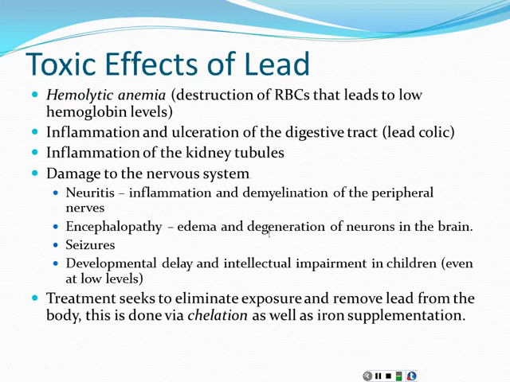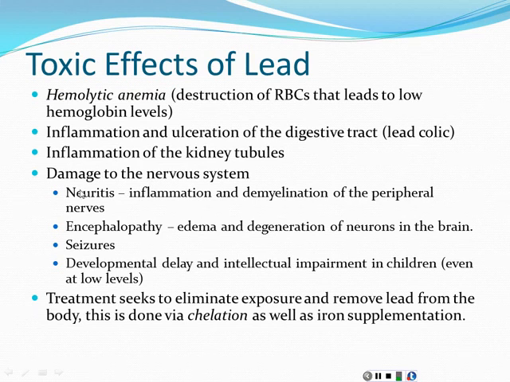What does lead do? It destroys red blood cells. It creates a hemolytic anemia where the red blood cells pop. Causes ulcerations in the digestive tract. That's called lead colic. We don't see that very much anymore because we don't have the kind of lead poisoning that we used to have in this country. It causes the kidneys to inflame, so the tubules swell. But it's most famous for its nervous system problems.